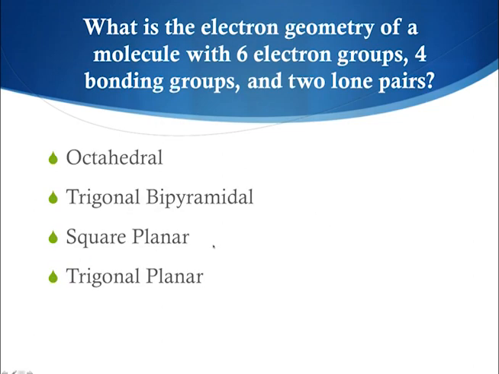And now for some practice questions. What is the electron geometry of a molecule with 6 electron groups, 4 bonding groups, and 2 lone pairs? Now, always pay attention to the wording of a question because this is only asking for the electron geometry. So you don't even need the last 2 pieces of information that it gives to you. All you need to focus on is that it has 6 electron groups, and because of this, the correct answer is octahedral.